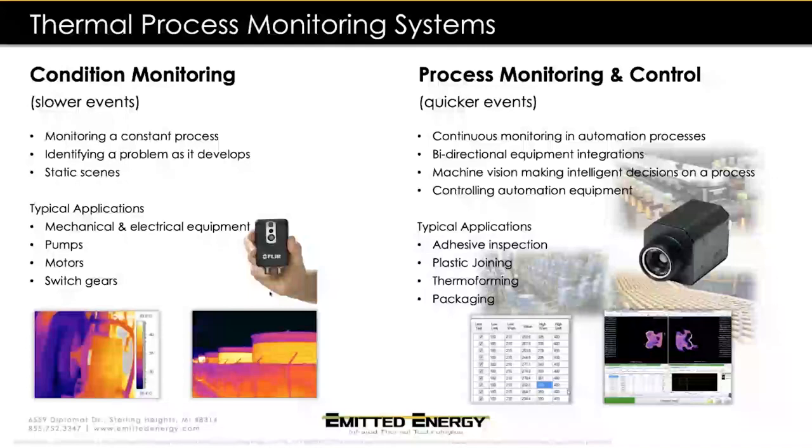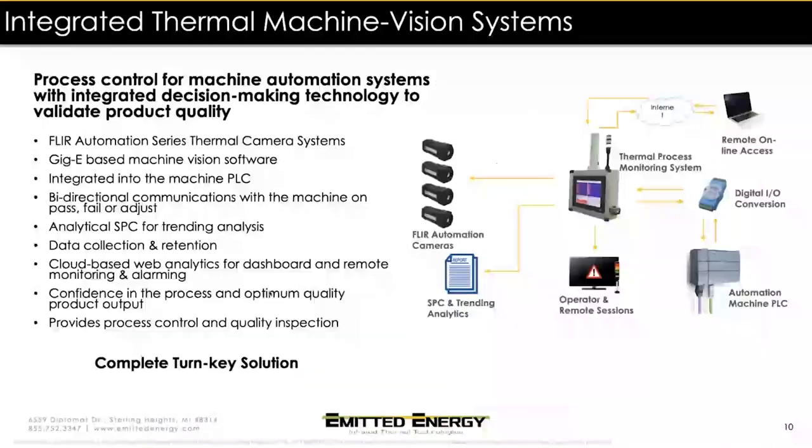Typical applications like we're talking about today are where adhesive inspection would take place: any kind of joining systems, thermoforming, packaging, the list goes on. Those are some common ones that you may see. But in these process monitoring and high-speed applications, we're actually doing inline validation systems, and that's what we're going to be talking about in this presentation. So what is this?